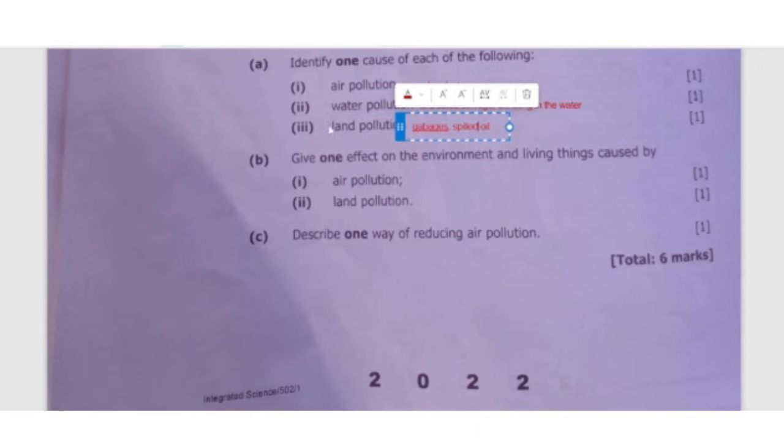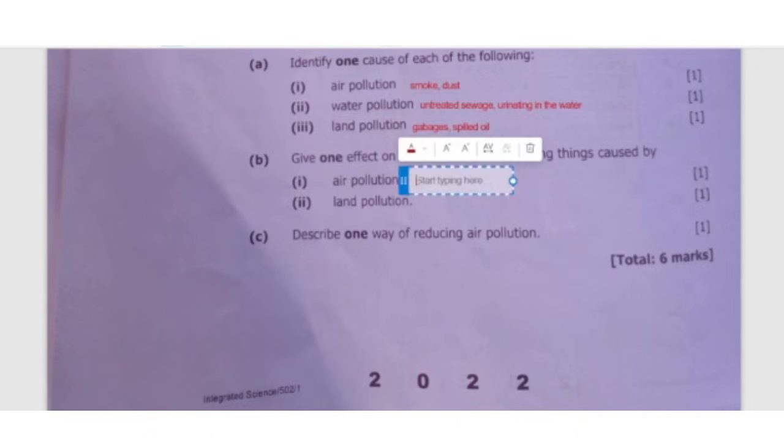Okay, we come to question 2b, which is: give one effect on the environment and living things caused by air pollution. Okay, so one effect caused by air pollution is respiratory diseases.